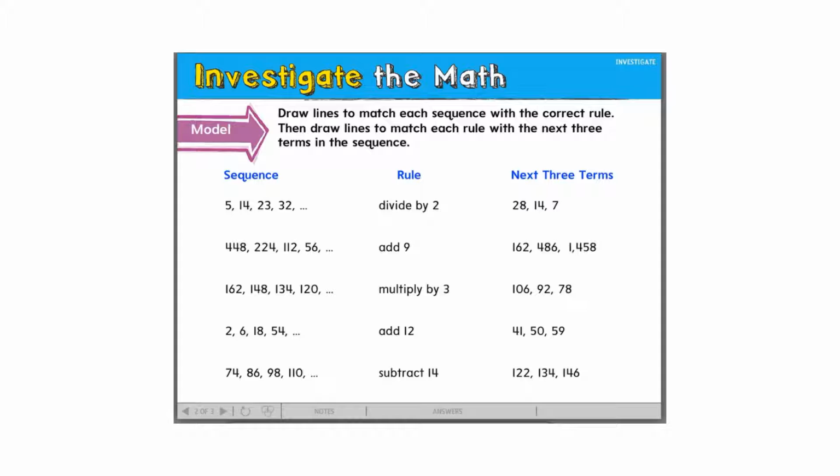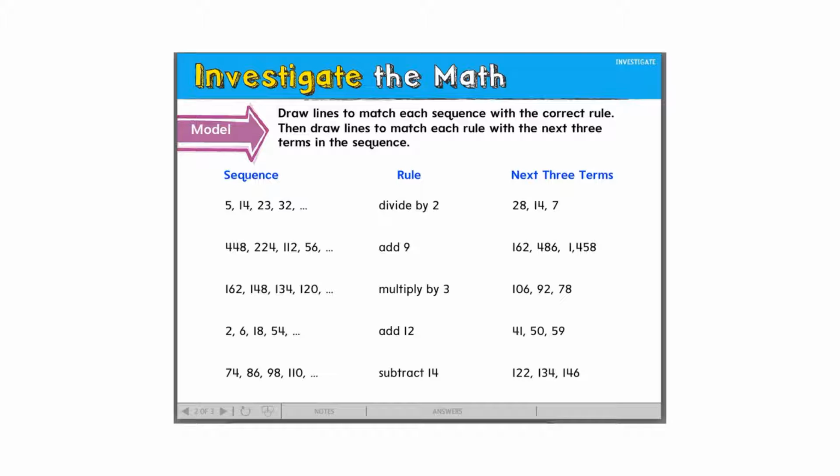Look at this one. This says that we're going to draw lines to match the sequence with the correct rule, then draw the line to match the rule with the next 3 terms in the sequence. Don't write all of this down yet. We're going to go through and match them, and then I want you to write what we match next to each other, just so you can see. Watch, I'll show you. So, for example, we have 5, 14, 23, 32. Add 9. Hold on. Now we're going to look here. I like how you guys said add 9, right? And you guys agree? Add 9?